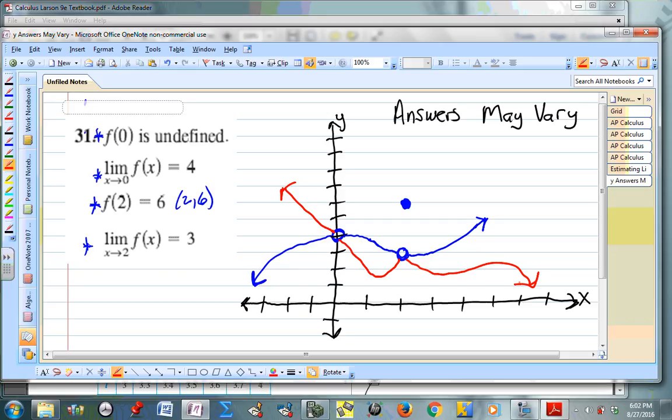Go ahead and try number 32 on your own and see if you can piece together a graph that meets the criteria. Hey, don't be surprised if you put something down, check over the criteria, and realize there's a mistake. You need to erase it and adjust the graph. These things don't always come out right the first time.